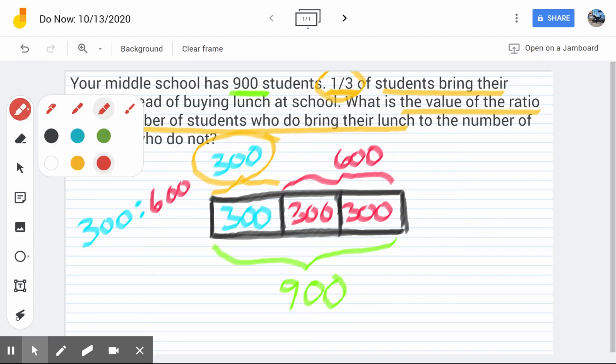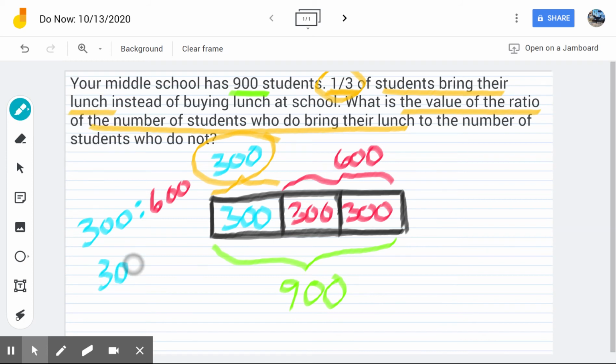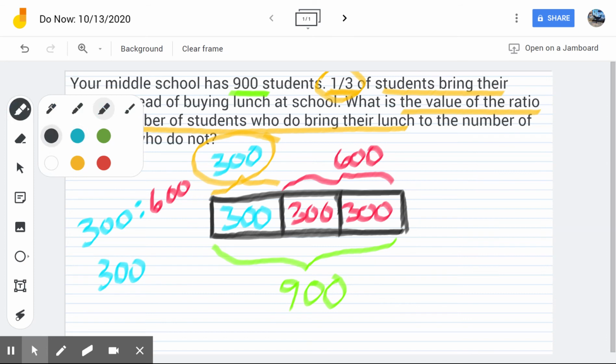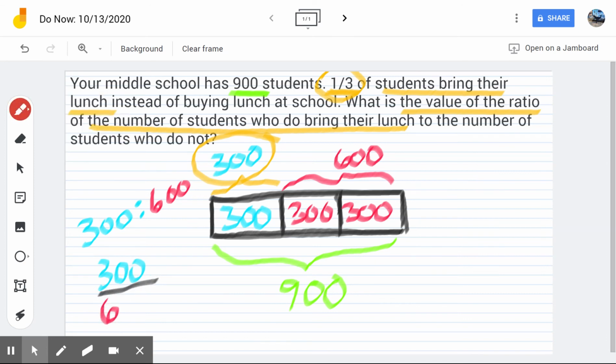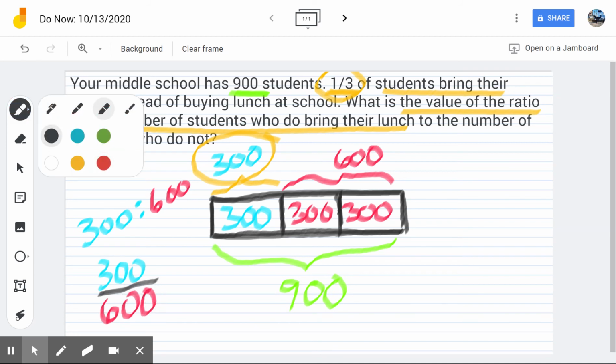So this is our ratio, but it is not the value of our ratio. The way we find the value of the ratio is by writing it as a fraction and then dividing it until we can no longer divide it. So as I've said in a previous video, if our numbers are both even, we can begin by cutting in half, but I think we can even be more efficient.